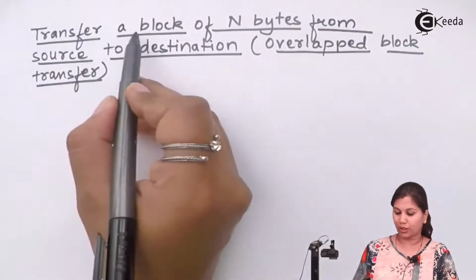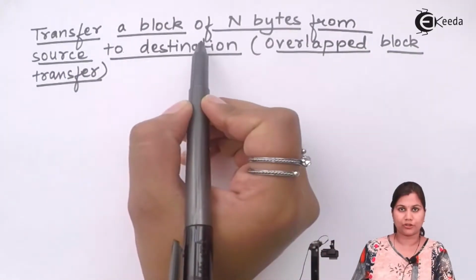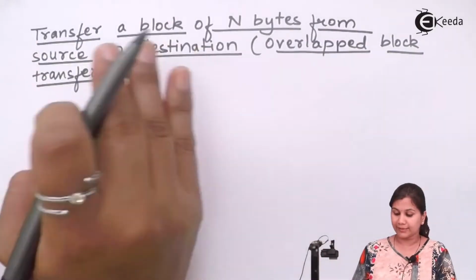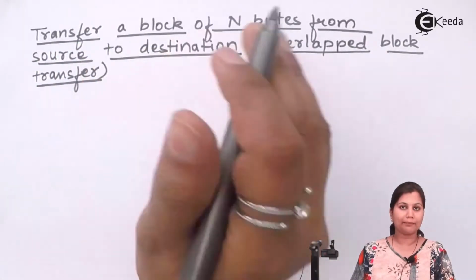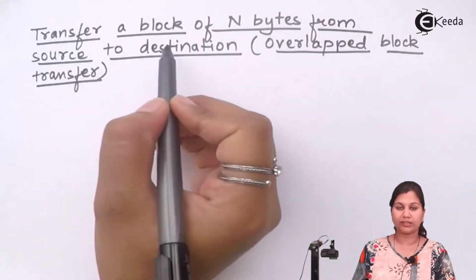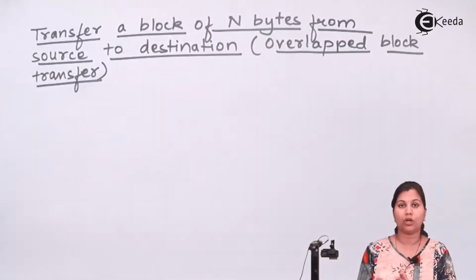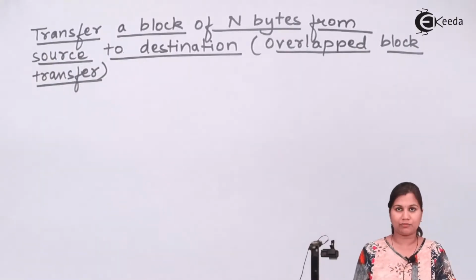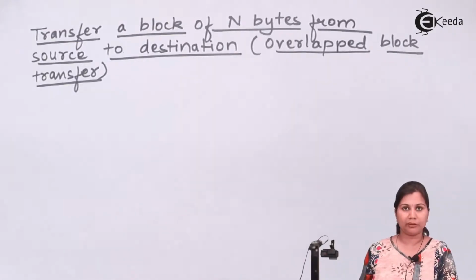So we have to transfer a block of n bytes from the source to the destination memory location, and this is called the overlapped block transfer. Overlapped block transfer means that the source and the destination memory location are overlapping each other. So some of the data of the source memory location will be overlapped by the destination memory location when it is transferred. So first of all, let us see the program statement for this.